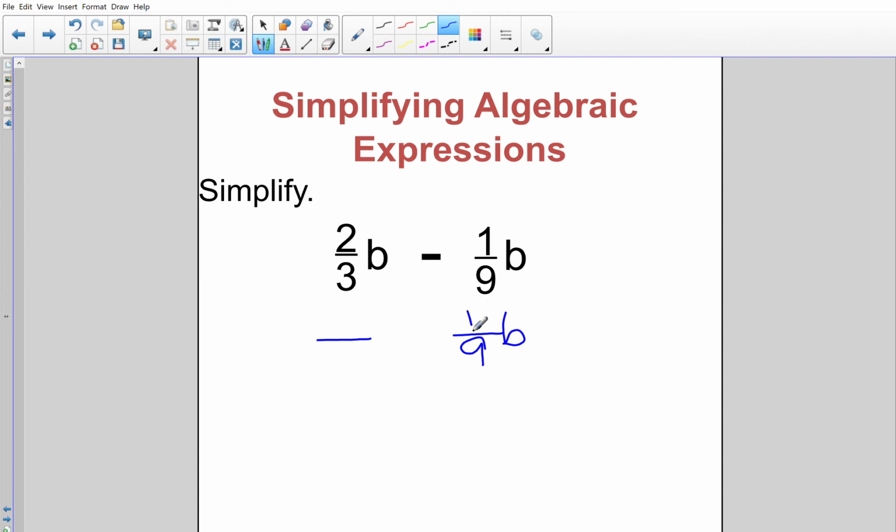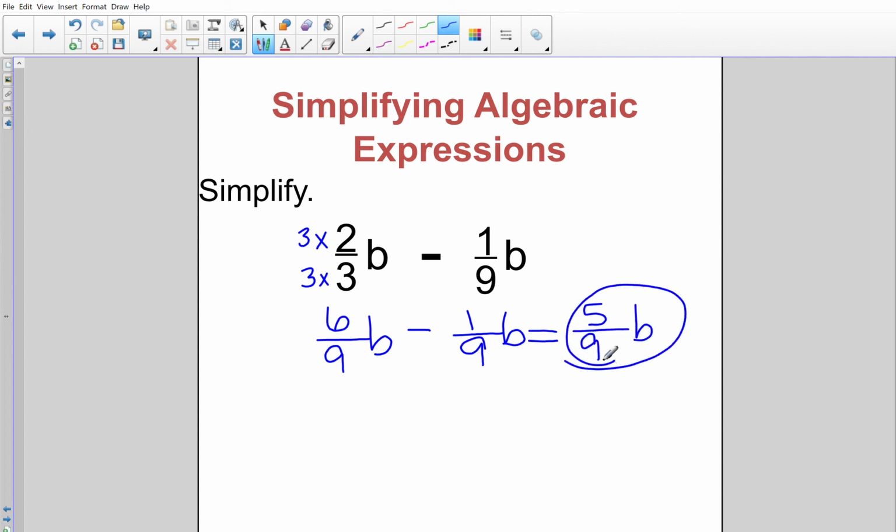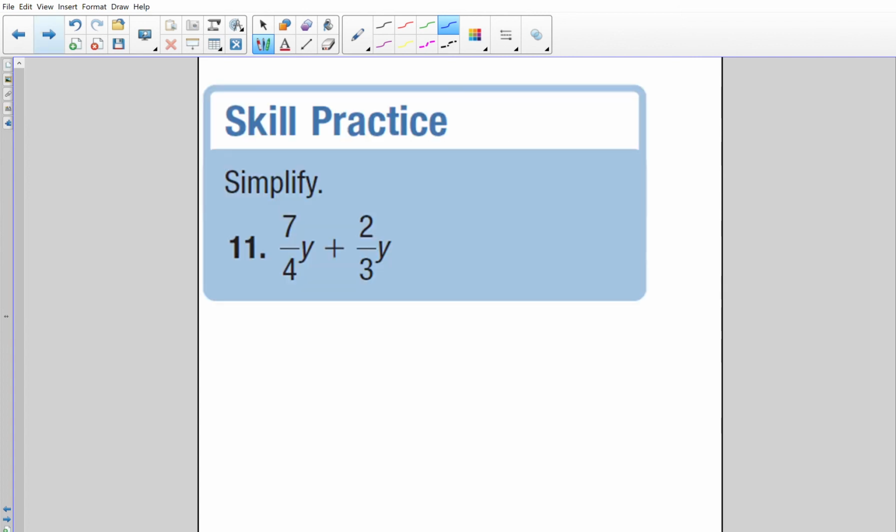So I'm going to keep the 1/9. 3 multiplies by 3 to give me 9, so I multiply the top by 3, and I have 6 over 9 now. And so now that I have two fractions that have like denominators, 6 minus 1 is 5 over 9b. And that's all I'm going to do with that. So pretty straightforward, just looks a little odd, but really easy to work with. So if you want to try this one and then check back, that'd be great.